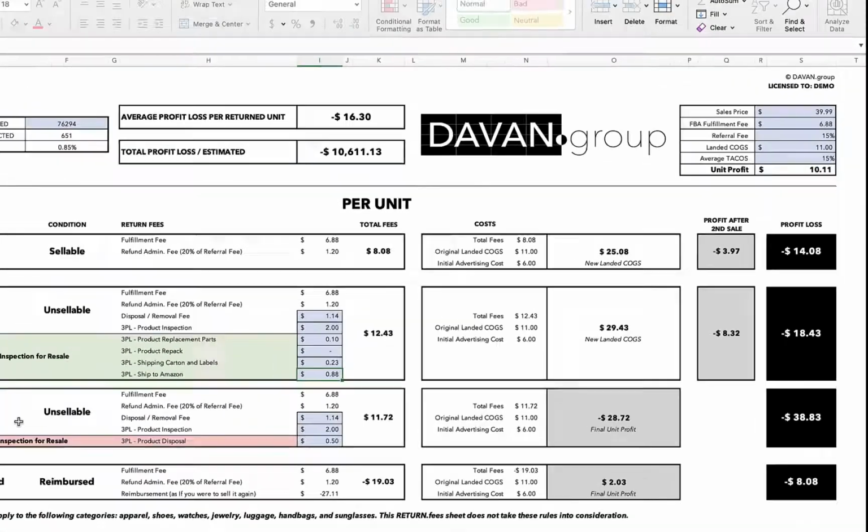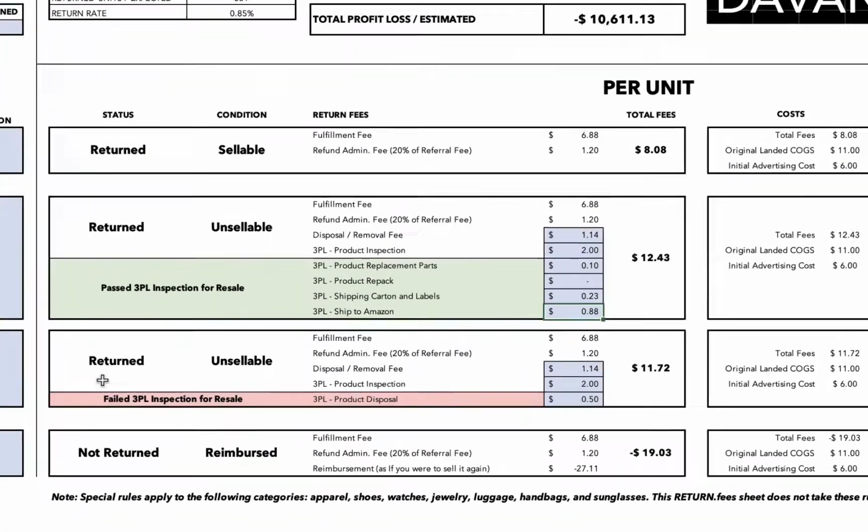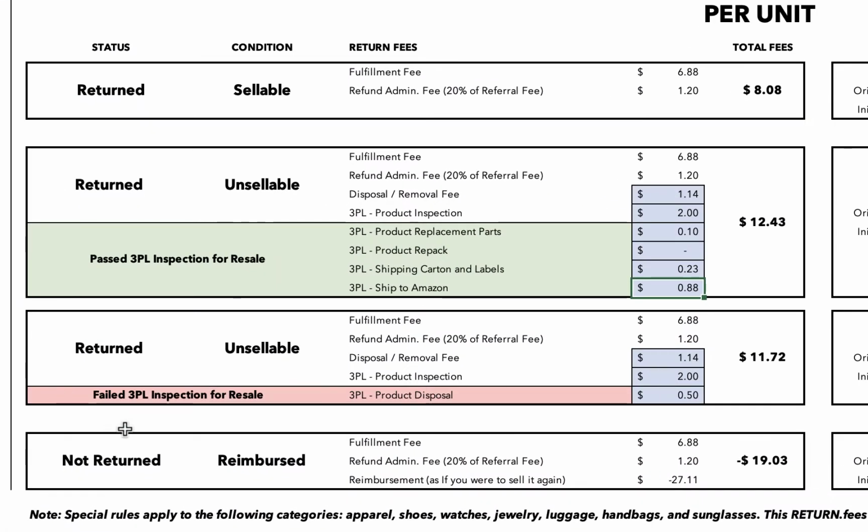All right, now let's have a look at the scenario where the returned unit that was sent to our 3PL actually failed reinspection. So the costs associated with that are the same. We lose the fulfillment fee, we lose the refund administration fee, and we've paid to have it sent to our 3PL. They inspected it for $2, and they determined that it should be disposed of. It's damaged. We actually pay a disposal fee of 50 cents for that unit, and that unit is now dead. It's gone. It cannot be sold again.